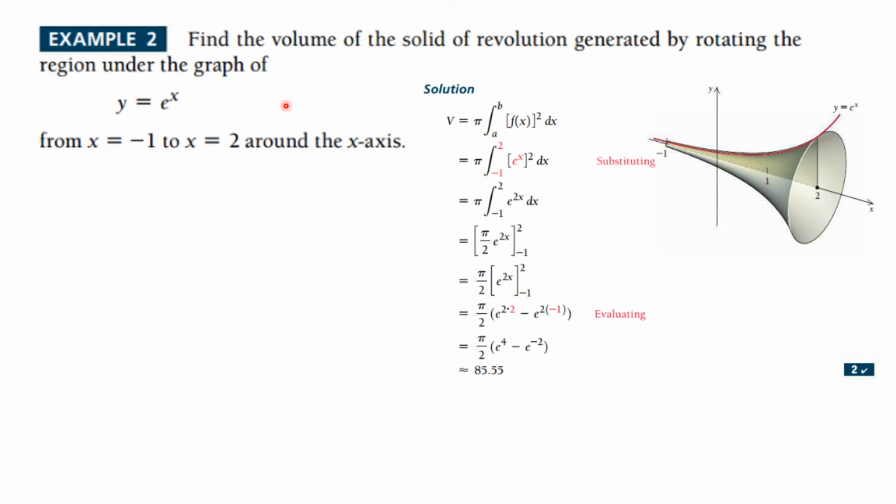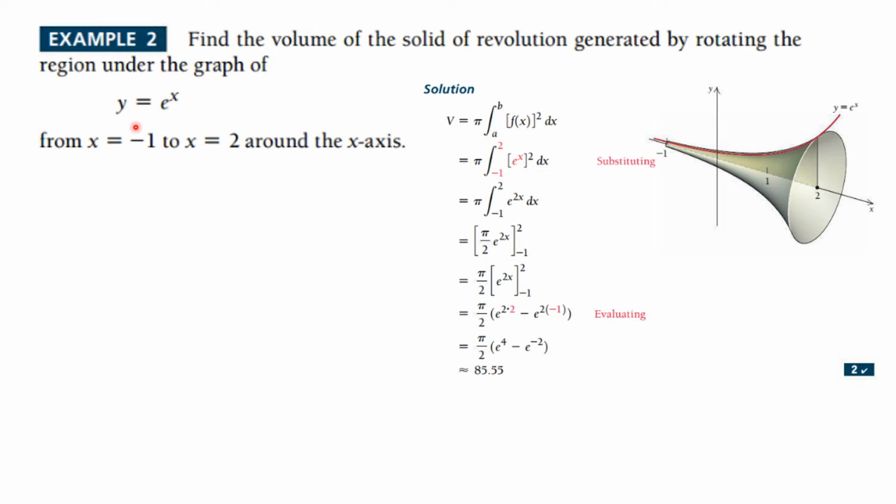Here's another example. Find the volume of the solid of revolution generated by rotating the region under the graph of y equal e to the x. Now here's the graph y equal e to the x. Here's the x-axis and here's the y-axis. We're drawing this at an angle so we can actually see the revolution. So what we're doing is we're revolving this function and the area under this function all the way around. So it gives us this volume. It looks like a horn of some kind.